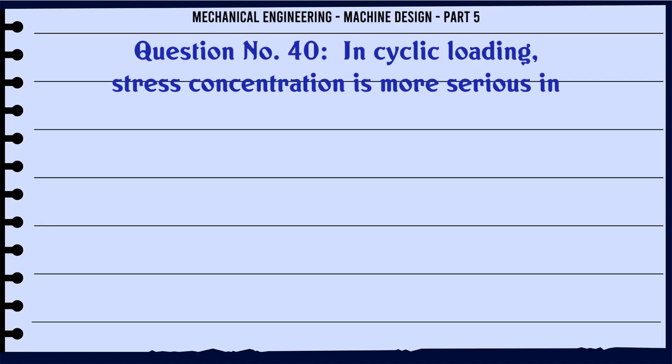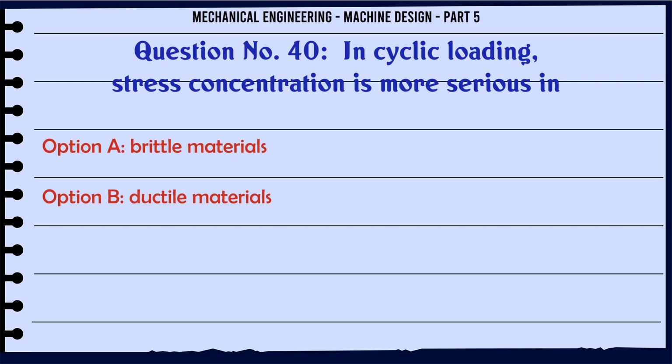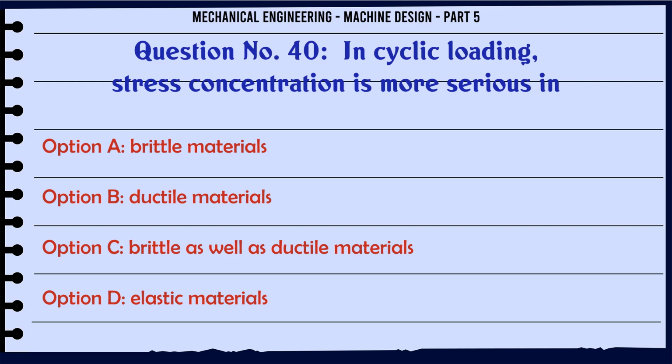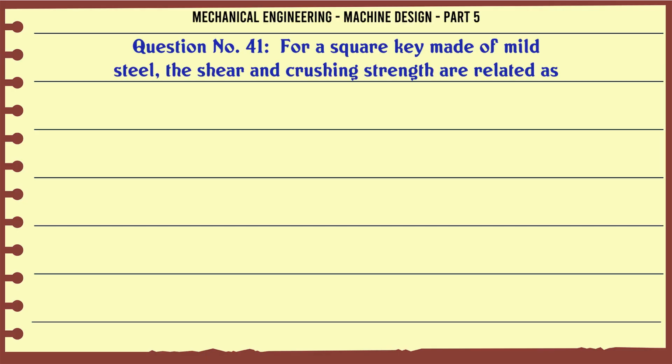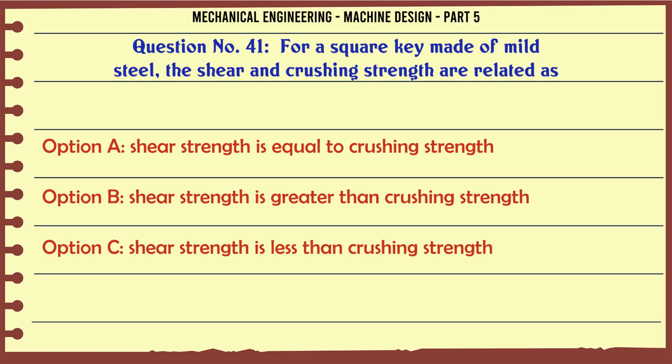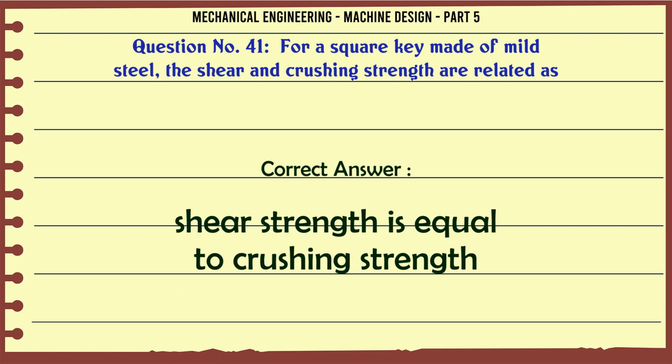In cyclic loading, stress concentration is more serious in A. Brittle materials, B. Ductile materials, C. Brittle as well as ductile materials, D. Elastic materials. The correct answer is ductile materials. For a square key made of mild steel, the shear and crushing strength are related as A. Shear strength is equal to crushing strength, B. Shear strength is greater than crushing strength, C. Shear strength is less than crushing strength, D. None of the above. The correct answer is shear strength is equal to crushing strength.